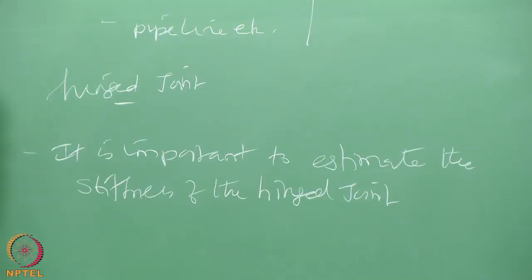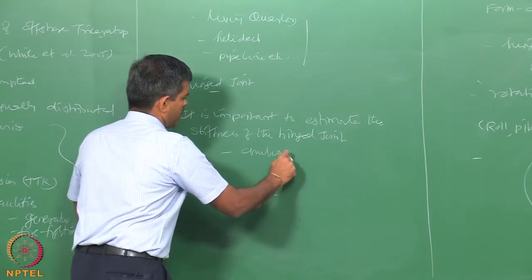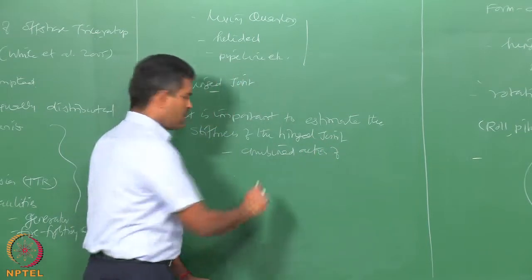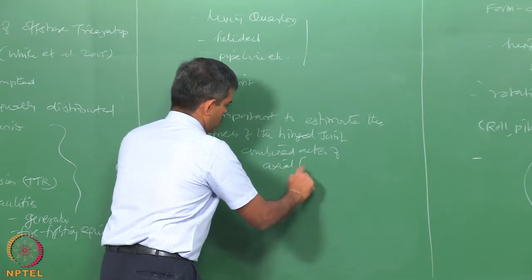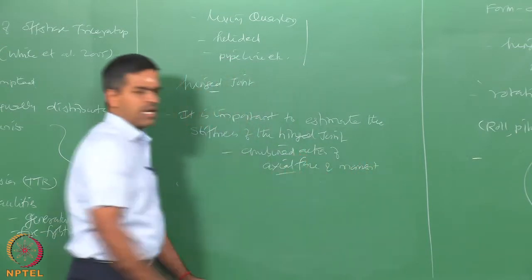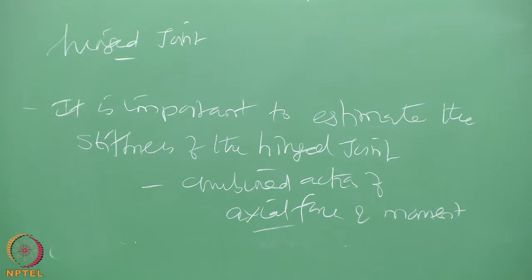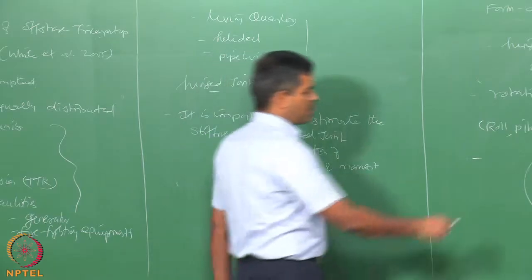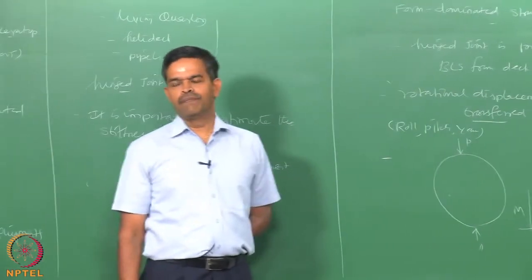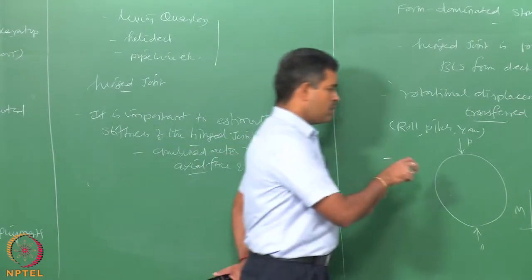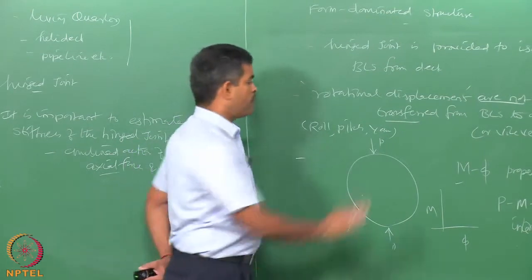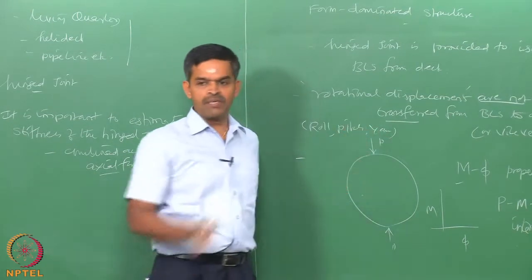Which will now have a combined action of axial force and the moment. Now, the axial force in this case is going to be predominantly high, because the axial force acting on the joint is nothing but the weight of the platform, which is significantly high. So, the behavior of the joint in the absence of P will be entirely different from that with P, especially when the platform is commissioned.